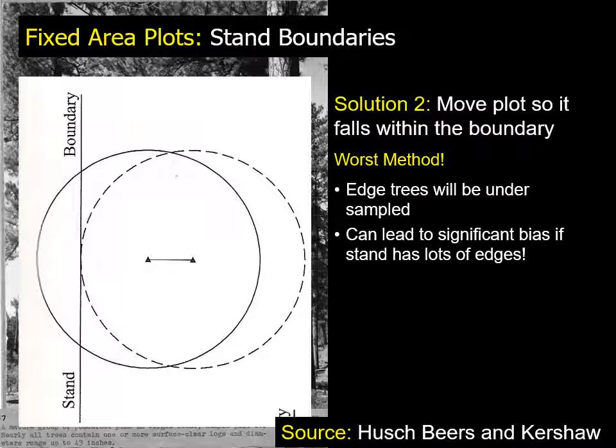One of the simplest ways to deal with this would be to simply shift the plot so that the very edge of our plot falls directly along the boundary of the population itself. Ultimately, this is probably going to lead to an underrepresentation of the trees along the edge of our population and lead to a small bias in our calculations.